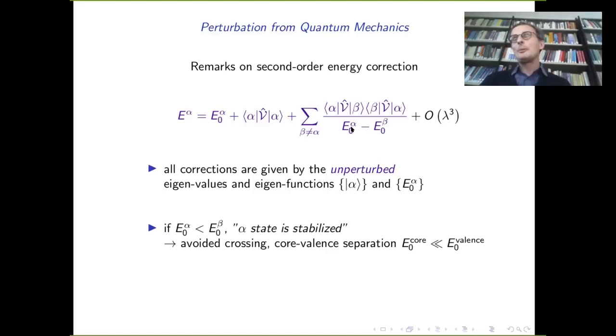Okay, and one more probably interesting point that I would like to emphasize is that if the energy E naught alpha is smaller than E naught beta, so this means that you have a higher lying beta state, then automatically it pushes lower in energy the alpha state. And that's what I wrote over here. Alpha state is stabilized. And that's the origin of some phenomena that probably you're aware of, depending on whether you're spectroscopist or physicist or chemist. Okay, that's something rather important and consequences that I mentioned. Probably there are many other ones.